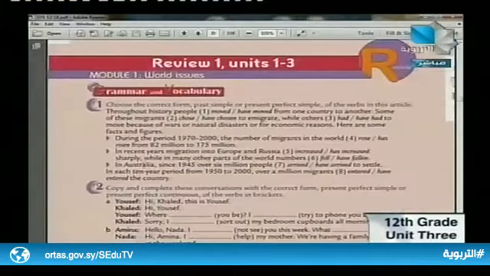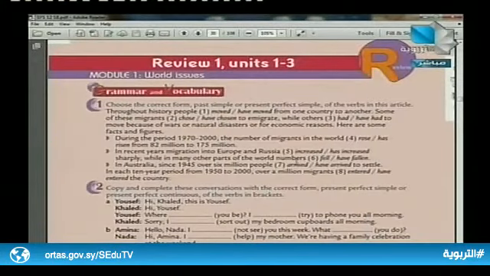Action is still going on, while in many other parts of the world numbers have fallen. So there is a connection between the two cases, of course. So we have to use the same tense here, in both clauses. While is the reason.